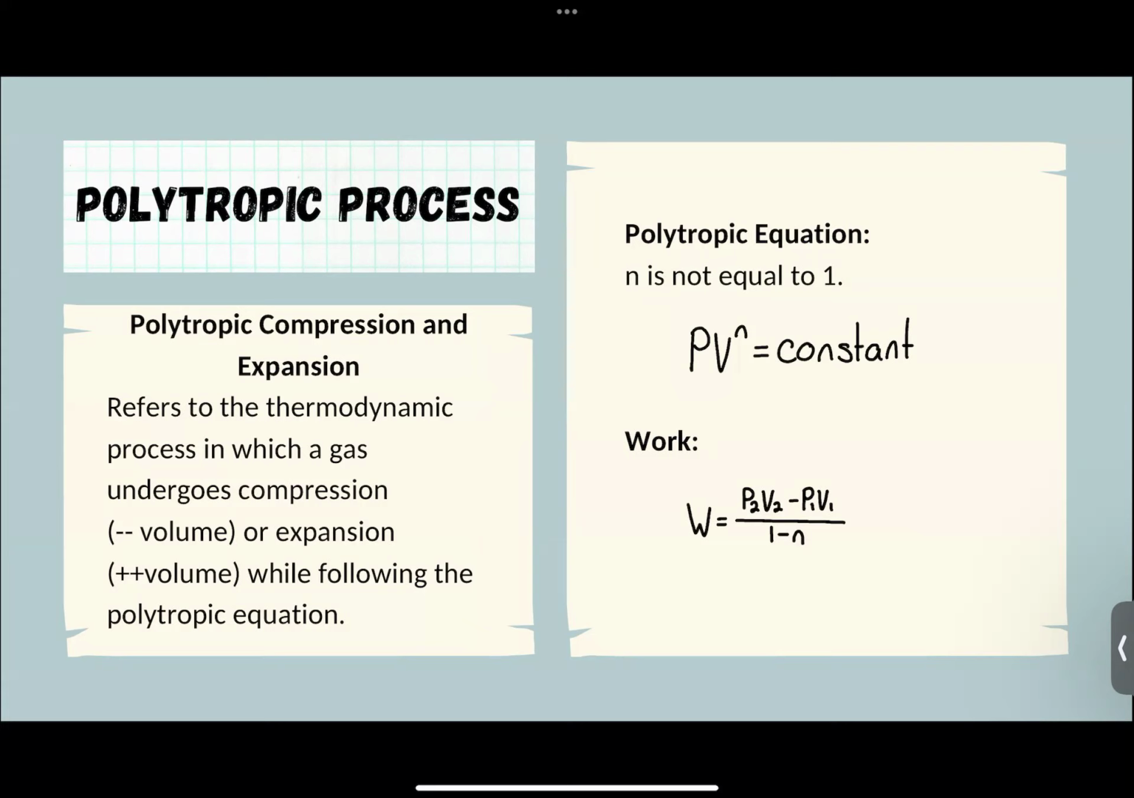In this case, n is the polytropic exponent, and that depends on heat transfer conditions. For this type of process, n is not equal to 1. And the work done by this process would be equal to the product of the outlet pressure and volume minus the product of the inlet pressure and volume, and all of that is divided by 1 minus the polytropic exponent.